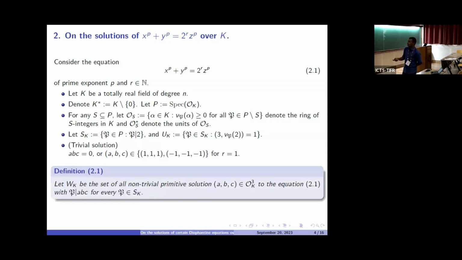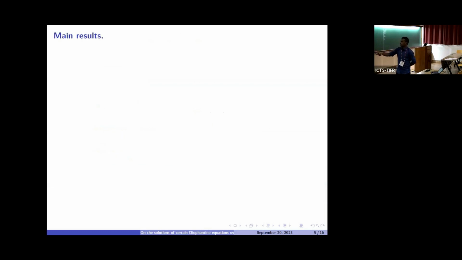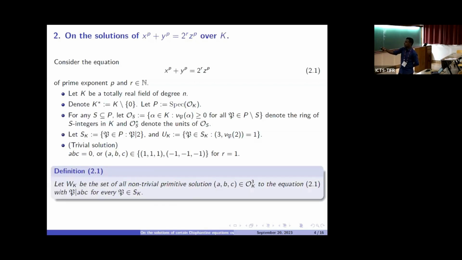Now we define a particular set of solutions, WK. This is the set of all non-trivial primitive solutions (A, B, C) in OK cubed to this equation, with prime P dividing ABC for every prime P belonging to SK. If you take any solution with 2 dividing ABC, then automatically, because all these primes P belonging to SK lie above 2, P will automatically divide ABC.